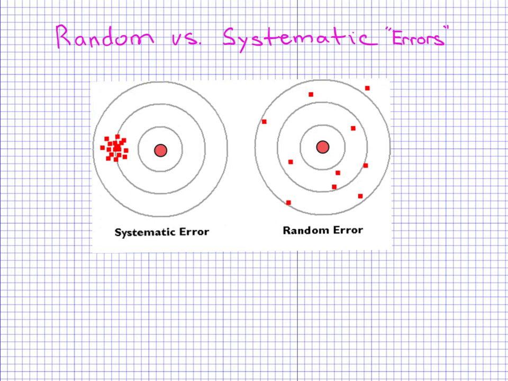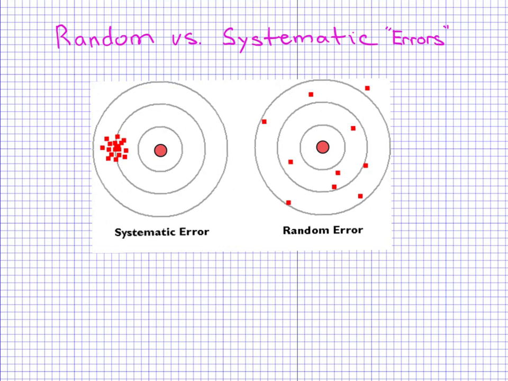And the word error in this context is used more or less synonymously with uncertainty. So what do we mean by a random error or a systematic error? Well, this picture of these targets is meant to convey the general idea.